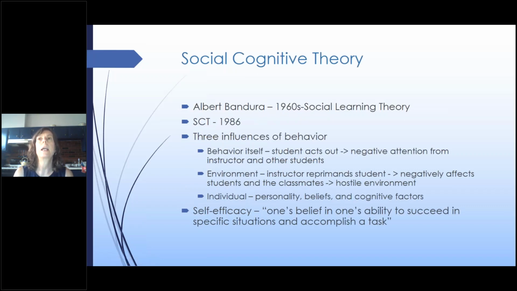So I attended a conference in February that was the Learning Disabilities of America conference. And one of the things that I learned there is that you really can't talk about self-efficacy without including Albert Bandura's social cognitive theory. So in the 1960s, he came up with something called the social learning theory. Then in 1986, it just got retitled and was called the social cognitive theory.